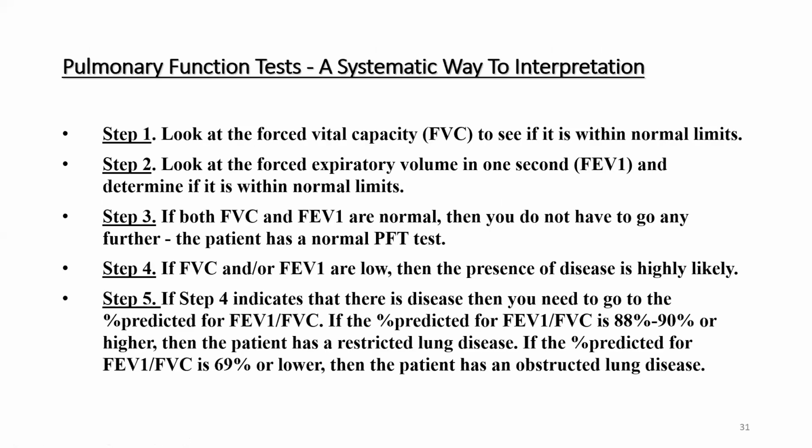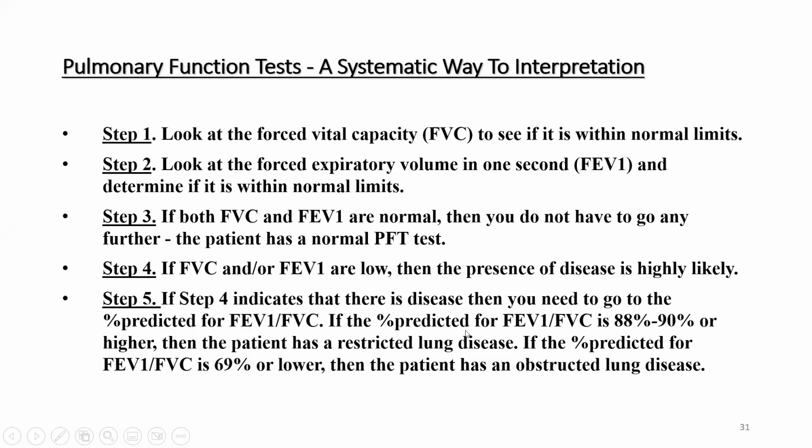How to interpret pulmonary functions? Step 1, look at the FVC and see if it is within normal limits. Step 2, look at the FEV1 and see if it is within normal limits. If both FVC and FEV1 are normal, you do not have to go any further; the patient has a normal pulmonary function test. If the FVC and/or FEV1 are low, then the presence of disease is highly likely. Which disease? If the previous step indicates that there is a disease, then you need to go to the percent predicted for this ratio, FEV1 to FVC.